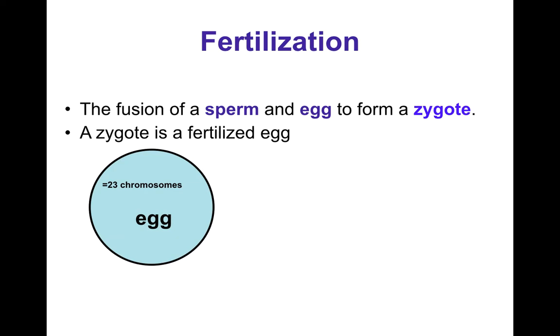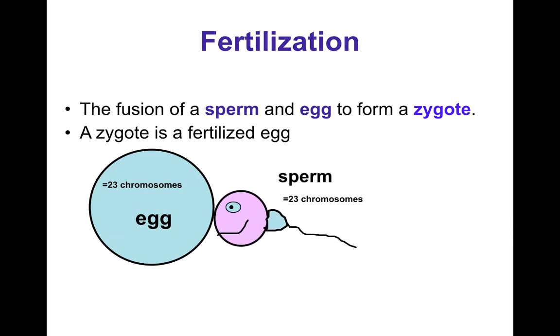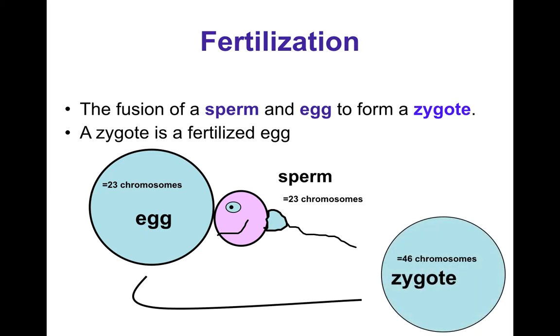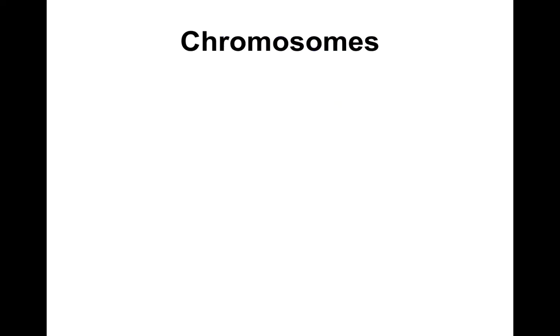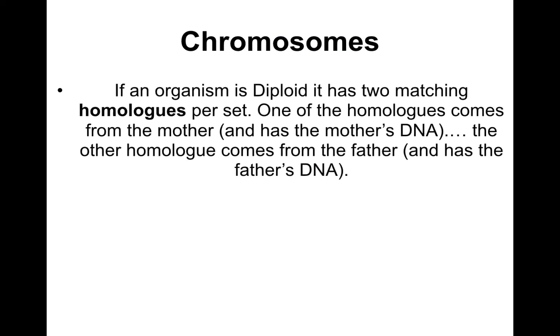An egg has 23 chromosomes. The sperm has 23 chromosomes. And they produce a zygote that now has 46 chromosomes. Chromosomes: if an organism is diploid, it has two matching homologs per set. One of the homologs comes from the mother and has the mother's DNA. The other homolog comes from the father and has the father's DNA.